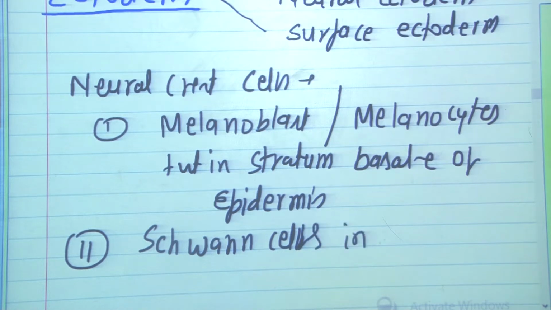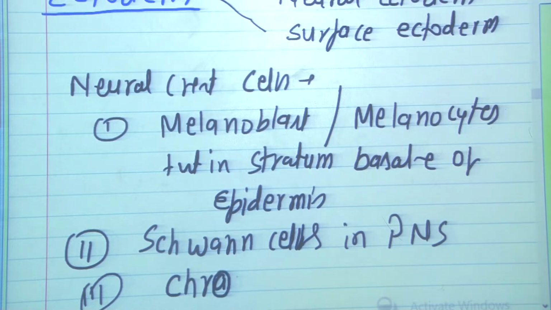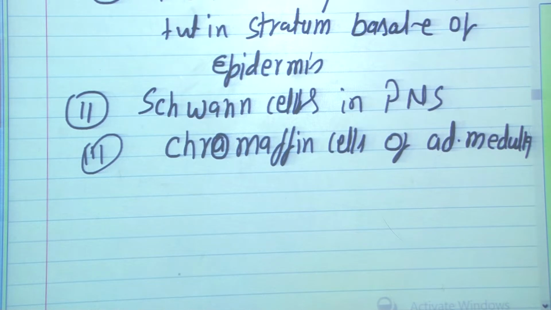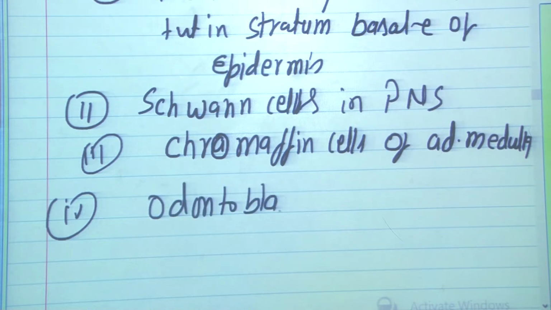Schwann cells in the peripheral nervous system are derivatives of neural crest cells. Number third is chromaffin cells. Chromaffin cells of adrenal medulla are derivatives of neural crest cells. Number four, odontoblast of teeth. These are dental cells. They are derivatives of neural crest cells.